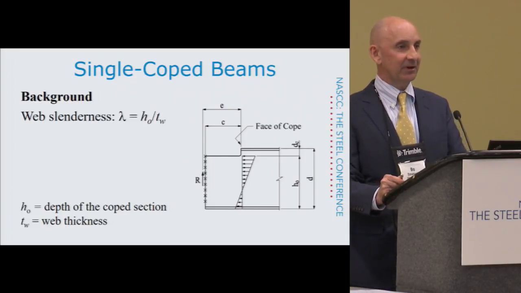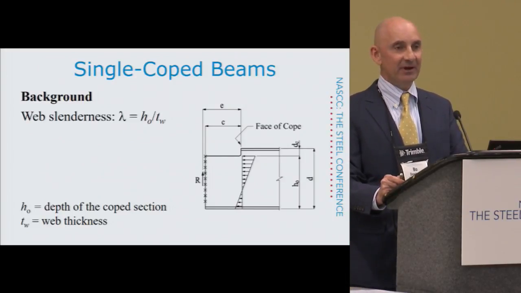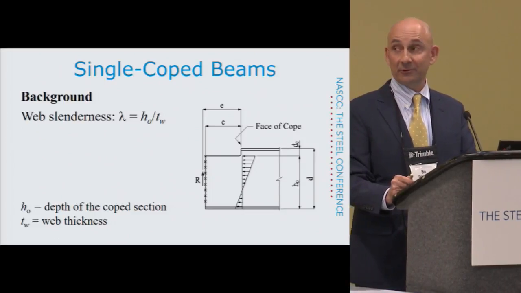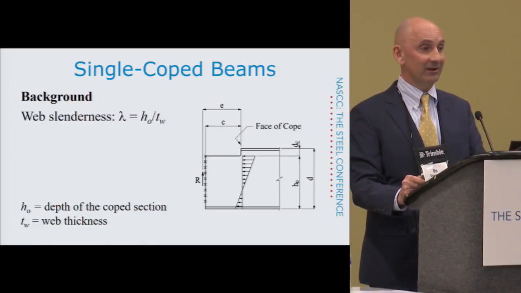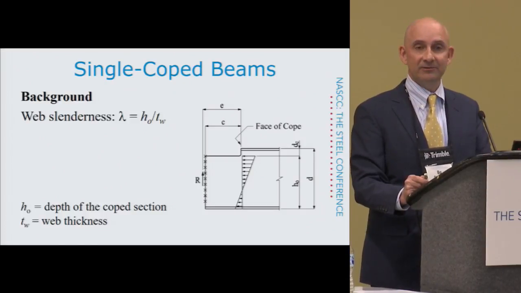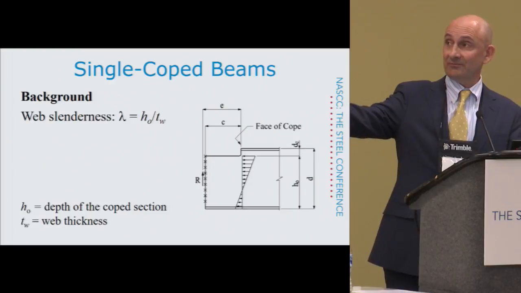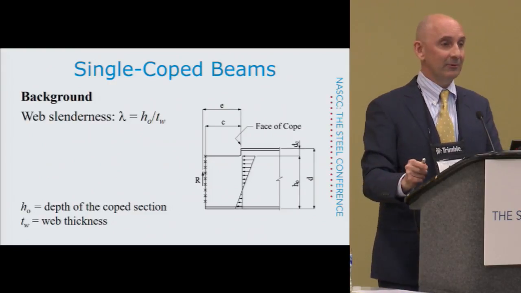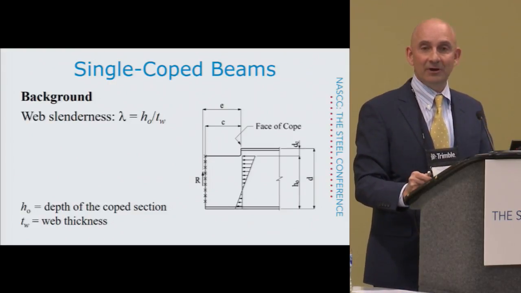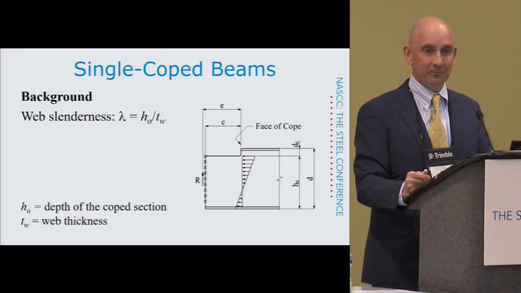Okay, so that makes sense because if you look in chapter F, that's how we define the slenderness for WT members. And that's really what this is if we're calling this a short cantilever. It's a WT member with the stem in compression with the stabilizing effect of this cope. It would be a WT member if that cope was infinitely long.